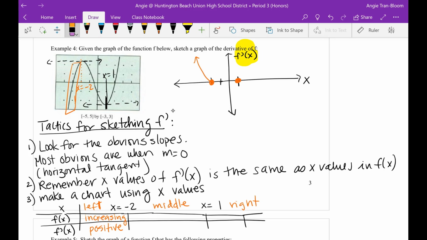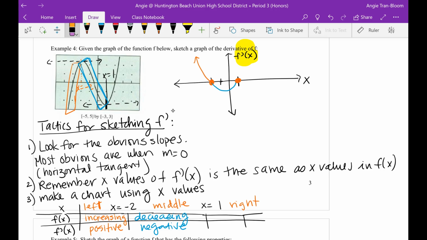Now, in the middle, your regular f of x function, is that decreasing or increasing? That is decreasing. Okay, what does that mean by decreasing? Decreasing is when the derivative is going to be negative. That's right, that's how they are related. What does that mean? So in between -2 and 1, negative means I'm below, oh, it looks like a smiley face, below the x-axis, okay?